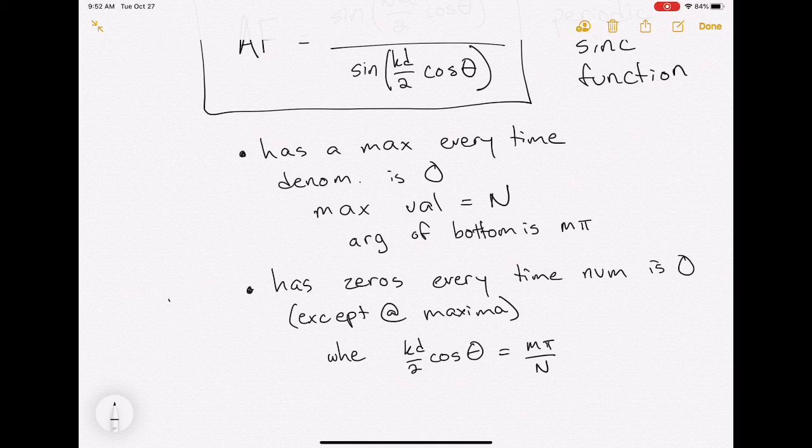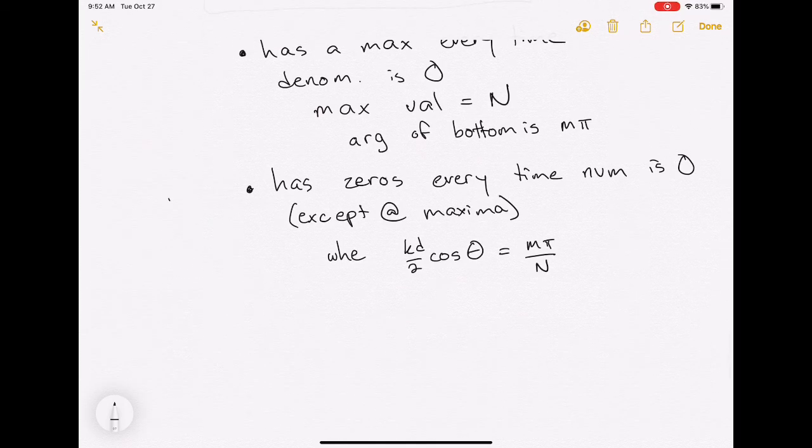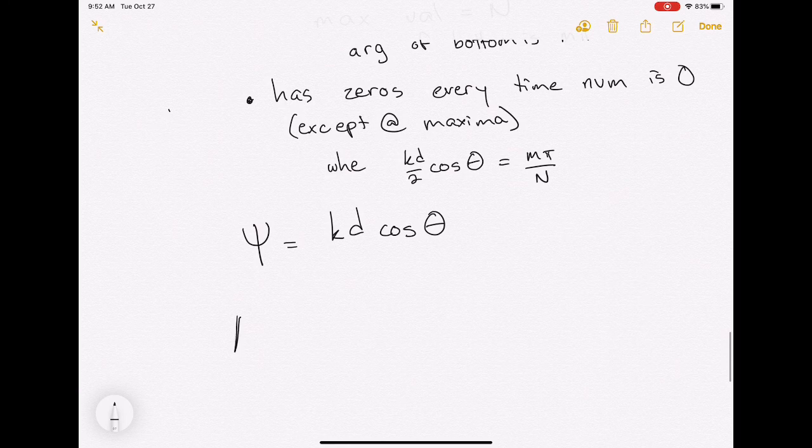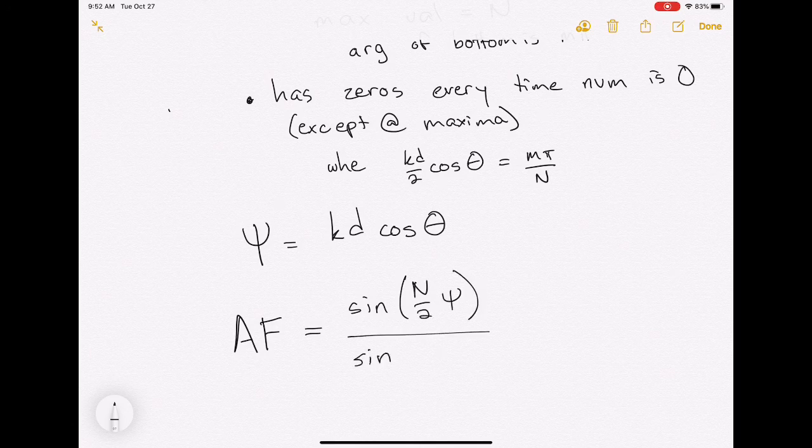It's often easier to look at this on a graph and to see an example. So we're going to define a new variable, psi, to be kd cosine theta. Then if we rewrite that, the array factor in general of a uniform linear array is sine of n over 2 psi divided by sine of psi over 2.